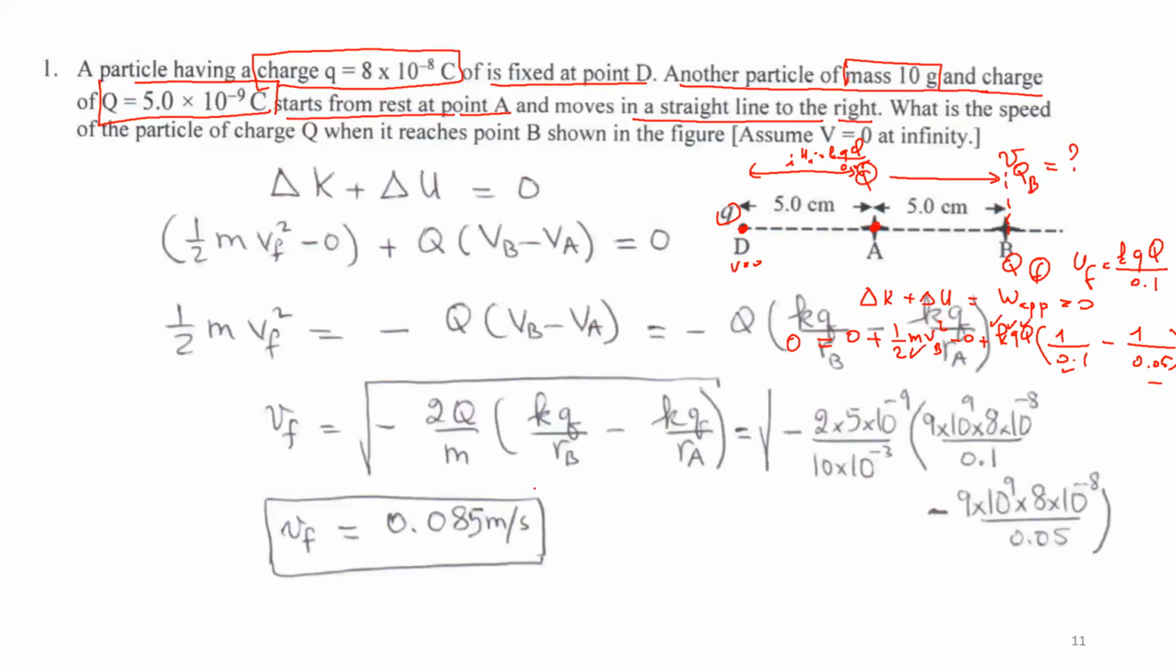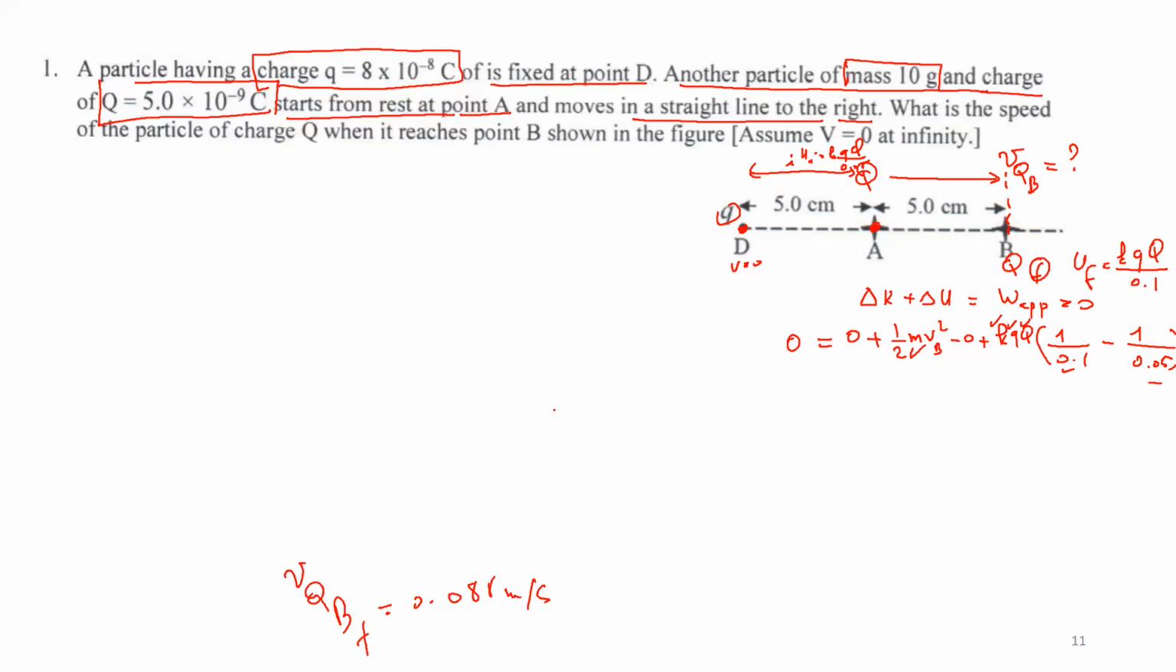When I do that, I get V final, V of Q at B, which is 0.085 meters per second. Okay. Good. So you see here, what I did is I'm using U, which is K Q q divided by the distance between them, between Q and q. And I do it for initial and final.